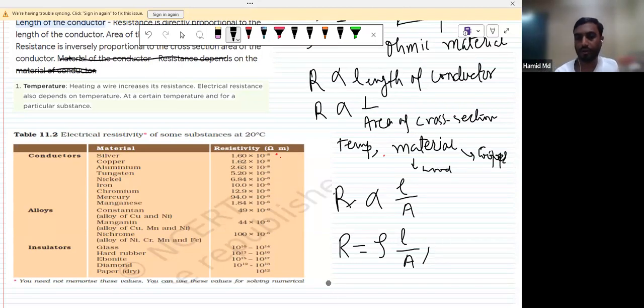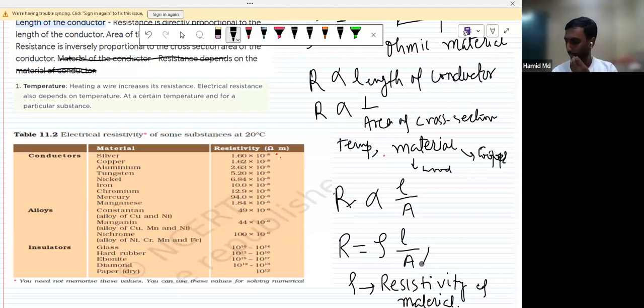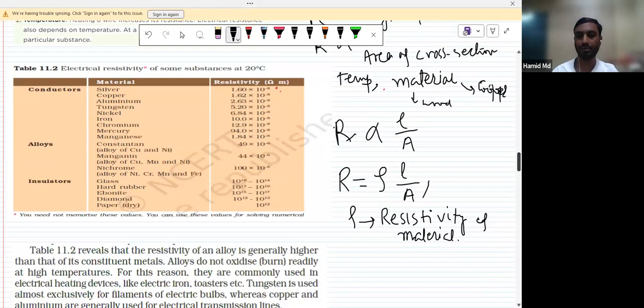And this is resistivity. Rho is the resistivity of the material. Is it visible? Yes, sir. Okay. So what will be the other case? R is the resistance. What about the reciprocal of R? We will call it conductance.